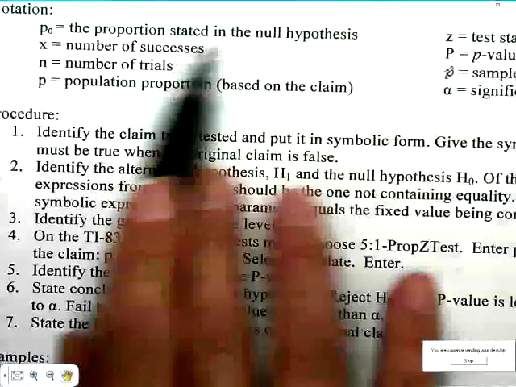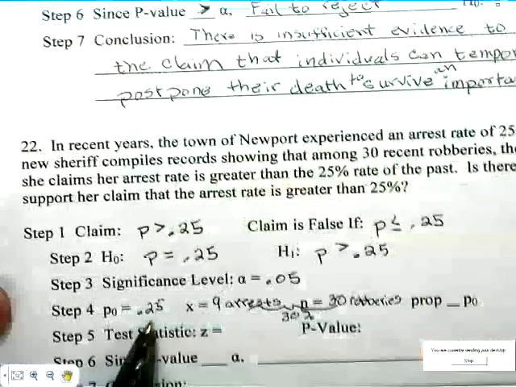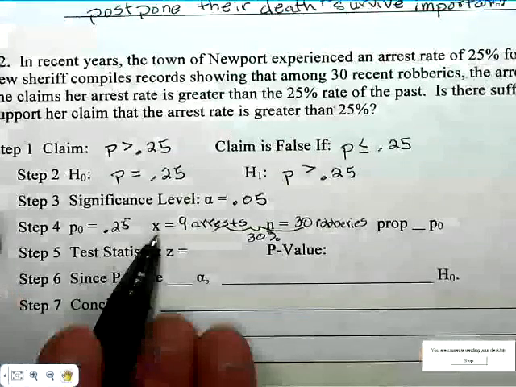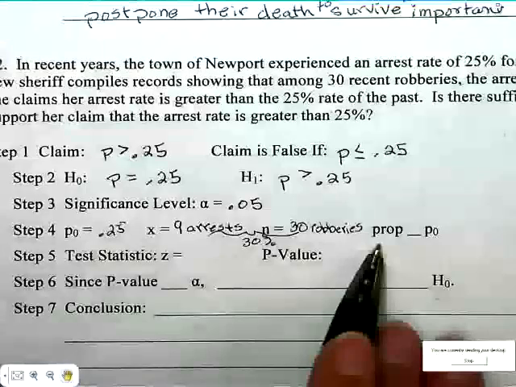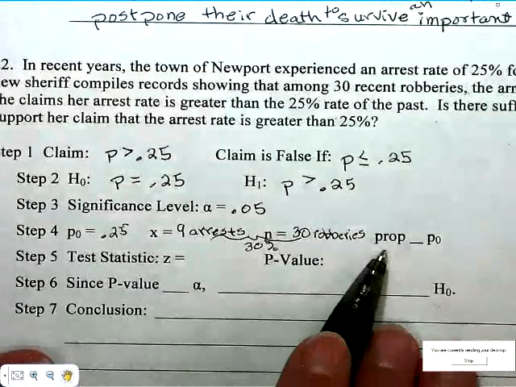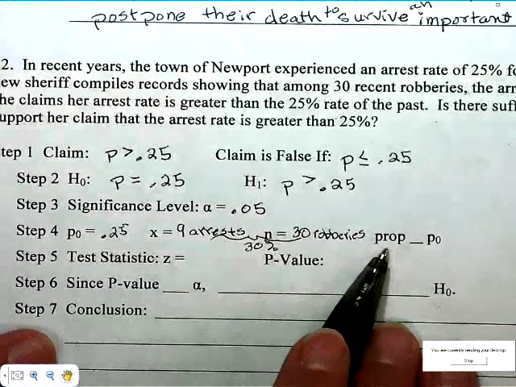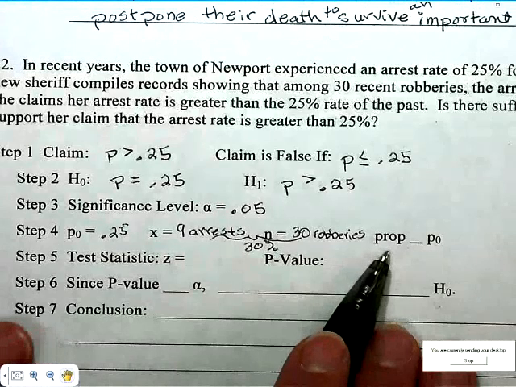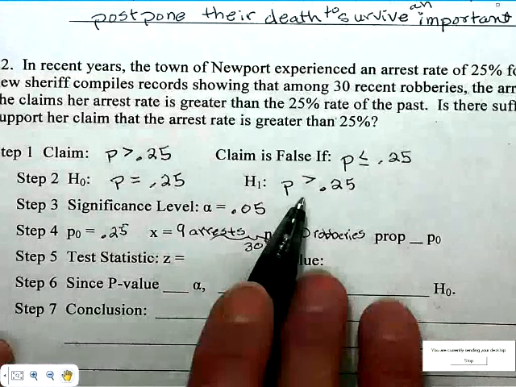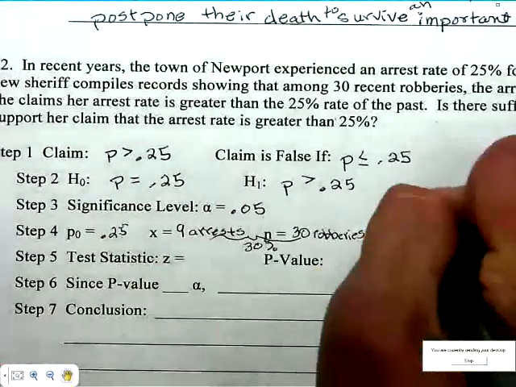So P sub 0 is 0.25, X is 9, N is 30, and what kind of test am I doing here? Left tail, right tail, two tail. Where do you look to determine that? Alternate hypothesis is greater than, so I'm doing a right tail test, and I'm going to make sure I tell the calculator that.